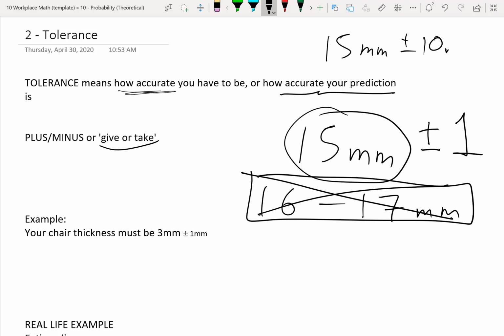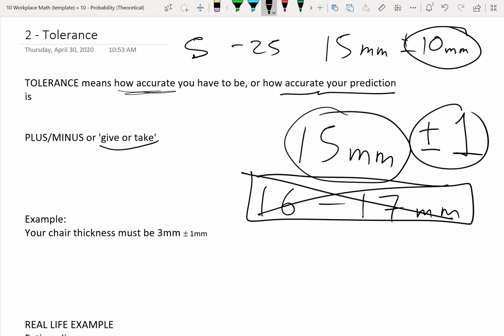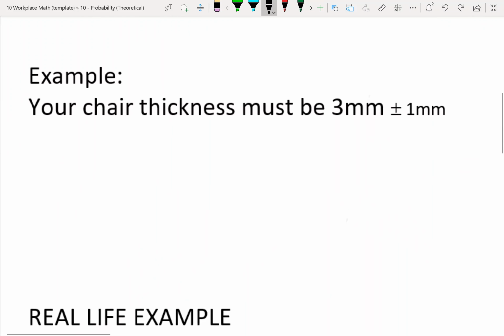So now, that means if someone gave the weather and they said, oh, it's 15 millimeters plus minus 10 millimeters. Okay? That's a pretty big range. That means it could go as low as 5 or it could go all the way up to 25. That's huge difference. So the bigger your tolerance is, the plus minus thing at the end, the more inaccurate your measurement is. If it's a small number like 1 or 2 or whatever, or 0.5, that is a much more accurate measurement.